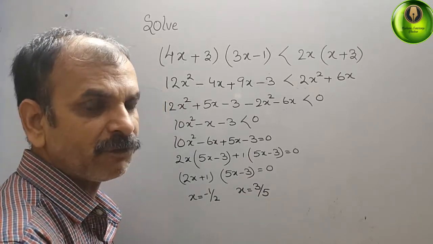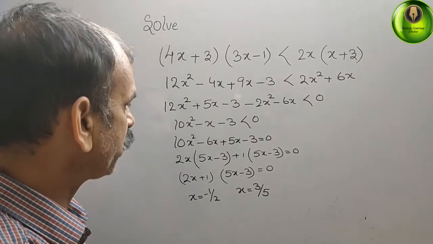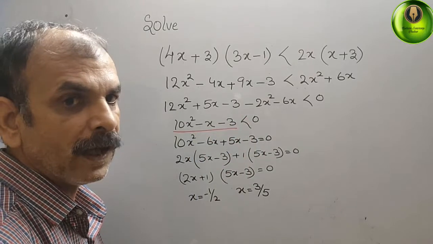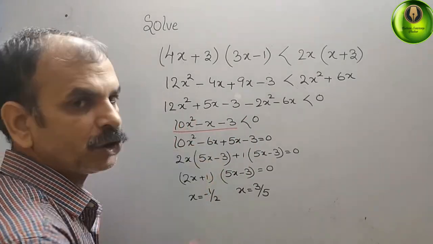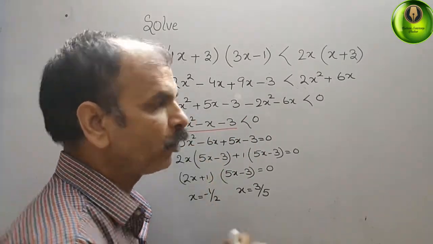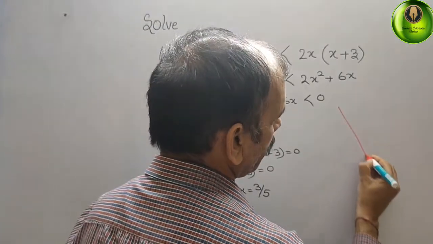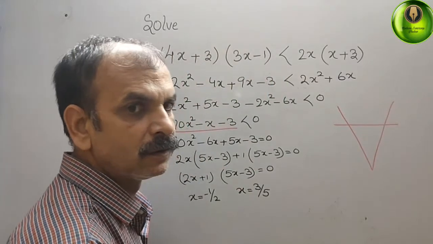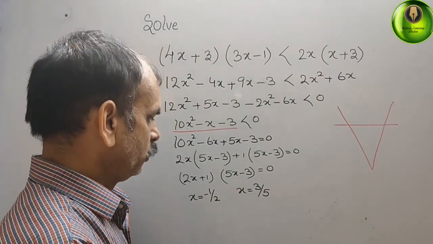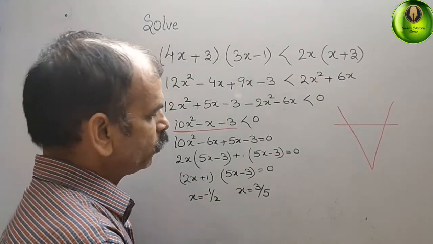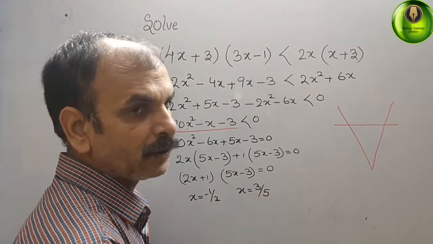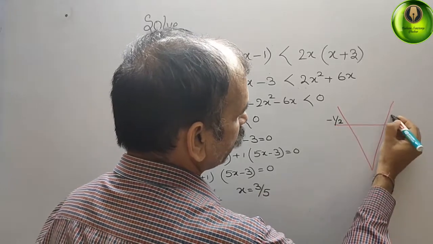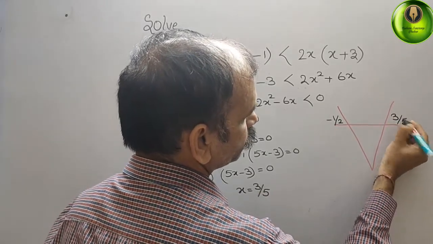Now, see the equation. Where is the equation? You can see the equation is here. And the coefficient of x square is positive. Therefore, we will get a minimum point. So your parabola should come like this. Now, minus 1 by 2 lies to the left of 3 by 5. So here we will write minus 1 by 2 and here we will write 3 by 5.